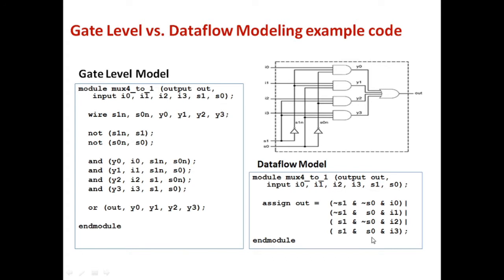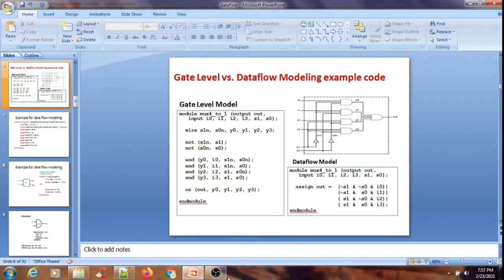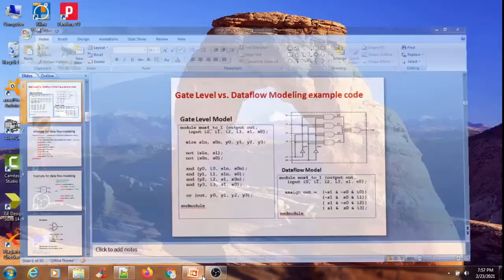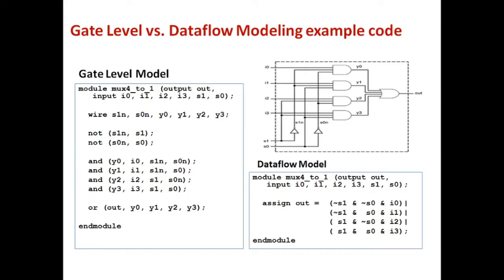Now let us see how gate level abstraction design and data flow abstraction level design differ according to the programming technique. We will see now. I have a module, my 4x1 multiplexer, which is designed in terms of primitive gates. If I want to develop my 4x1 multiplexer, I require 4 AND gates, 1 OR gate and 2 inverters.